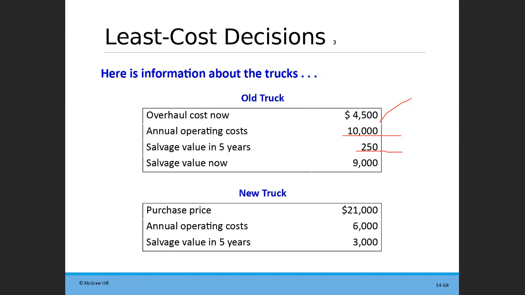If I decide to buy a new one, I can sell that old truck now for $9,000. Now, if I buy a new one, it's going to cost me $21,000. It costs me less to operate. It's a newer truck, maybe gets better gas mileage, stuff like that. And 5 years from now, when I sell it, I will get $3,000.